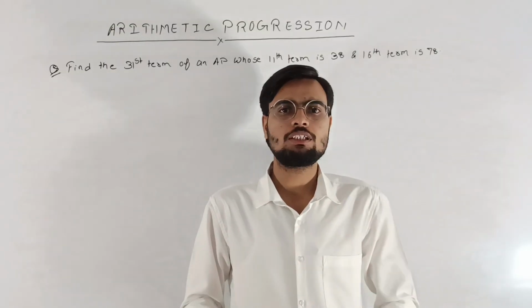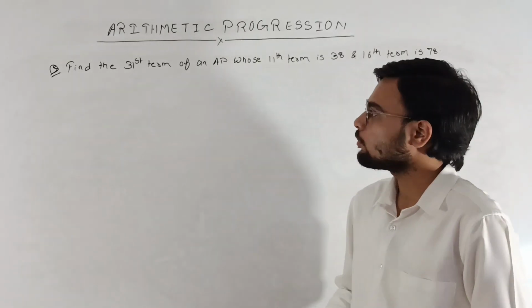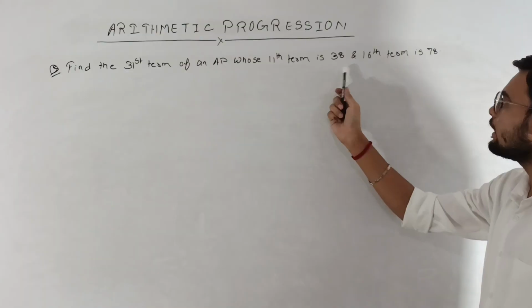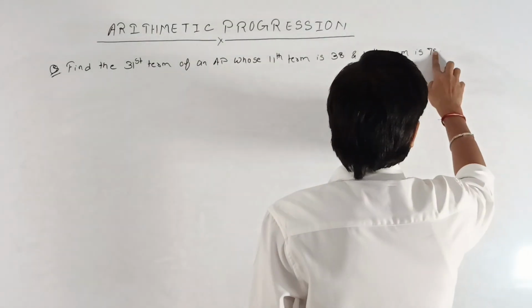Got it? Now let's move towards our next question. The question is: find the 31st term of an AP whose 11th term is 38 and 16th term is 73, here, not 78.